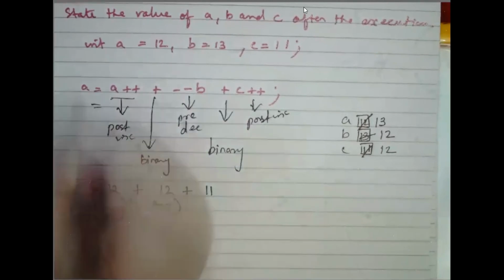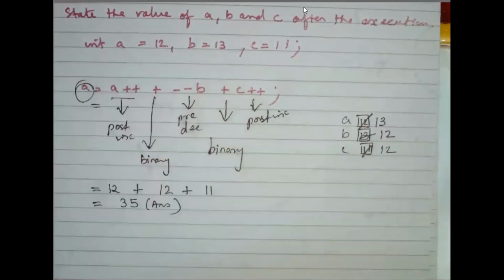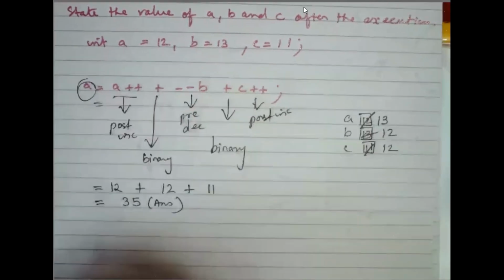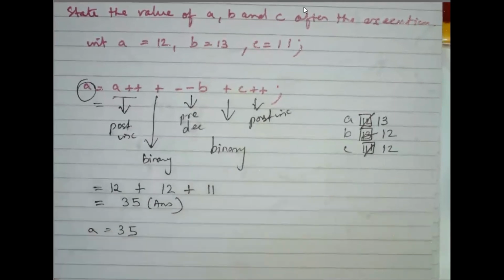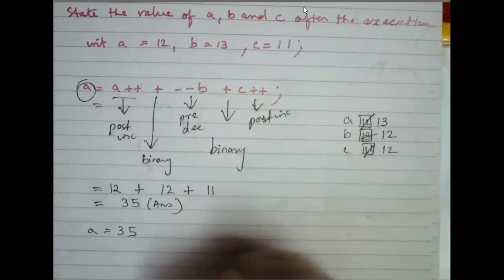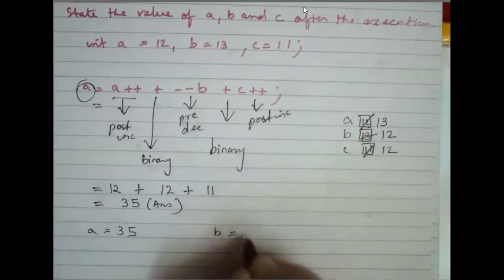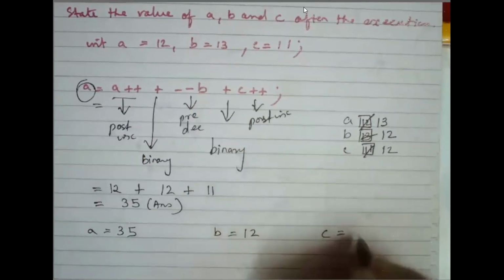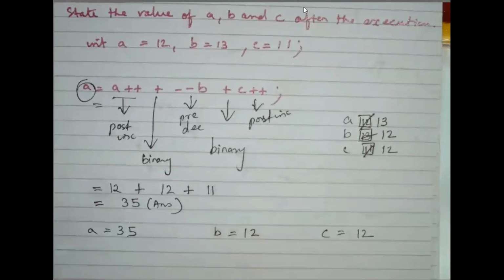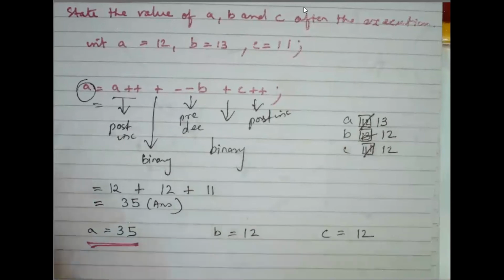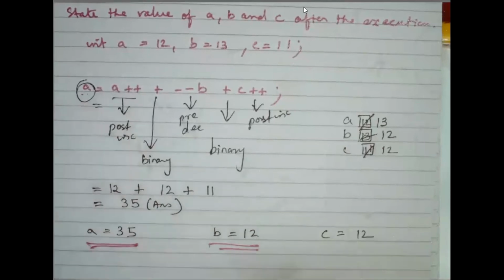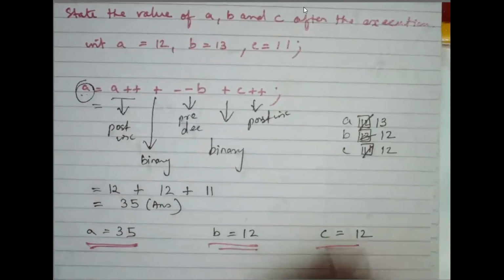That is, the value of A has now become 35. So the answer, A's last value after solving the expression, I've got 35. B's last value is 12 and C's last value is also 12. So remember, you should not write 13 over here because, as you can see in the expression, A is assigned the expression. So A's last value after solving the expression is A equals 35, B equals 12 and C equals 12.